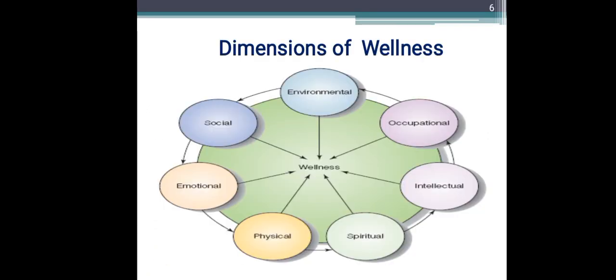Dimensions of wellness. Number one, environmental. Number two, occupational. Number three, intellectual. Number four, spiritual. Number five, physical. Number six, emotional. Then the last one is social.